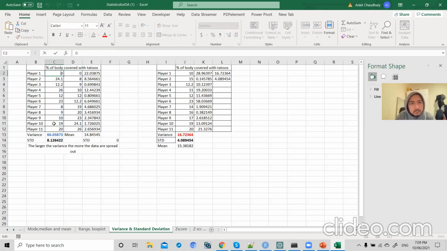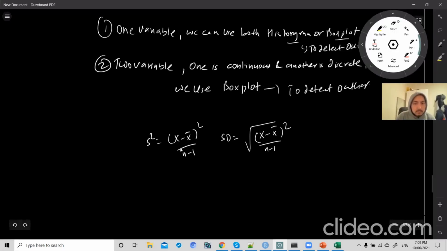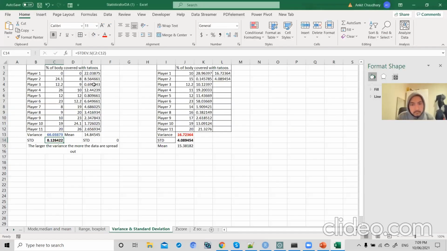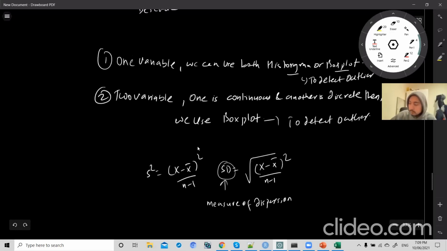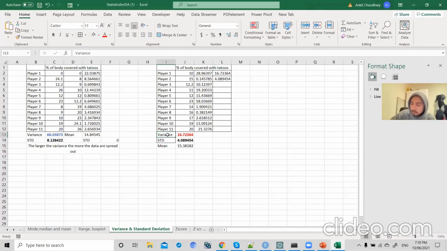So why it is necessary to calculate variance is, by looking at data we can see that there is a variance, but we need to know how much variance there is, right? So we need to know the exact number. That's why we calculate variance, and we take the square root so that the squaring and the square root cancel out. So generally we use standard deviation as our measure of dispersion. We generally use standard deviation to see the variance, to see the dispersion in our data. Okay, that's variance and standard deviation.